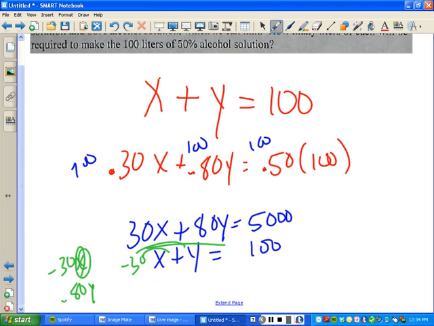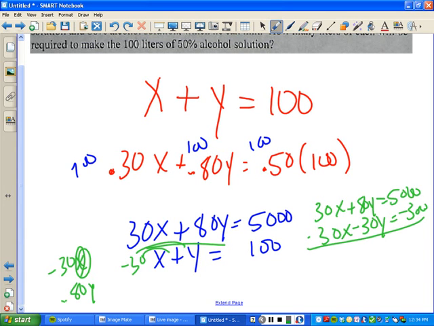So we're going to get 30x plus 80y equals 5,000. We're going to get negative 30x minus 30y equals negative 3,000. 50y equals 2,000. Divide by 50, divide by 50. 2,000 divided by 50 is 40. If we use 40 liters of this, how many of this we got to use? 60. Okay.